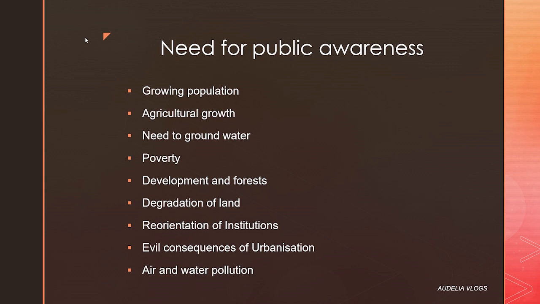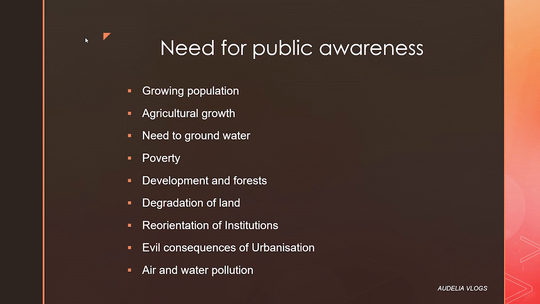Okay. Next is degradation of land. Land will be degraded because landslides will occur once we cut the trees. Soil erosion will occur, and public awareness has to be given regarding this. Next, reorientation of institutions. Institutions also should be aware of this impact, and they also should be eco-friendly to the atmosphere. Then evil consequences of urbanization.